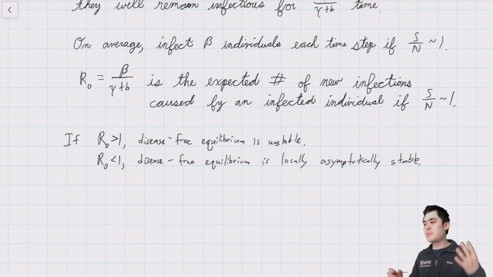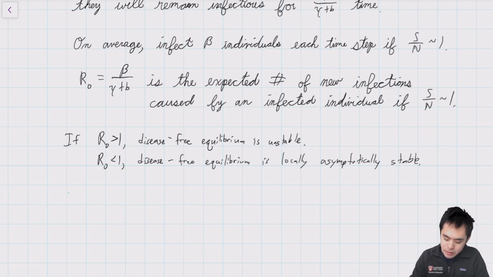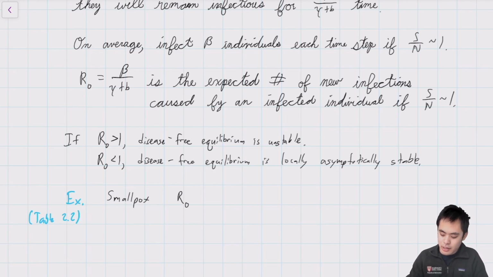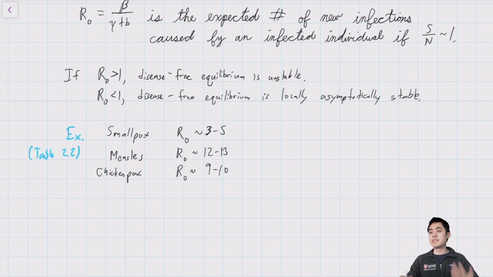Okay, so this allows us to characterize most of this equation. We still don't know about the stability behavior of the other equilibrium, but I'm going to give you a couple of example R naughts. So this is table 2.2 in your book. Something like smallpox has R naught about 3 to 5. Measles has R naught about 12 to 13, and so that's quite infectious. And chickenpox has R naught about 9 to 10. So these are empirical results from various epidemics that we've seen in the history of smallpox, measles, and chickenpox.